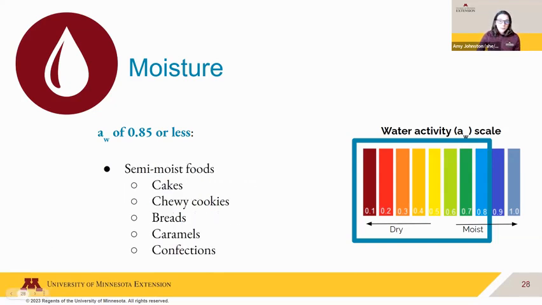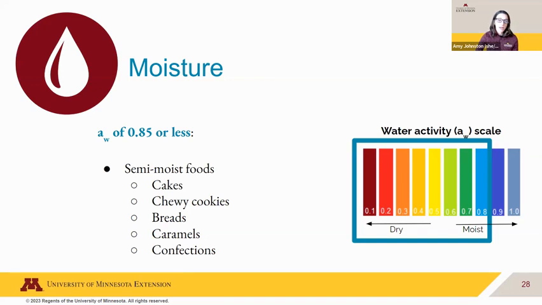It can be difficult to identify semi-moist foods that still have a water activity of 0.85 or less, because these foods might have a moist crumb, a chewy texture, or a velvety mouthfeel. And we want these foods to be moist because we want to enjoy them. These foods can be cakes, chewy cookies, breads, other baked goods, caramels, and other confections, just to name a few examples.